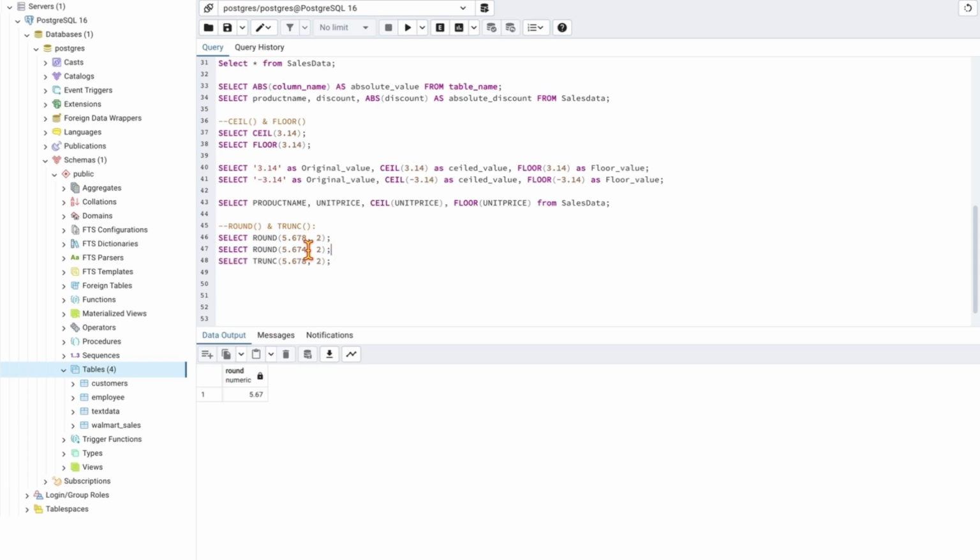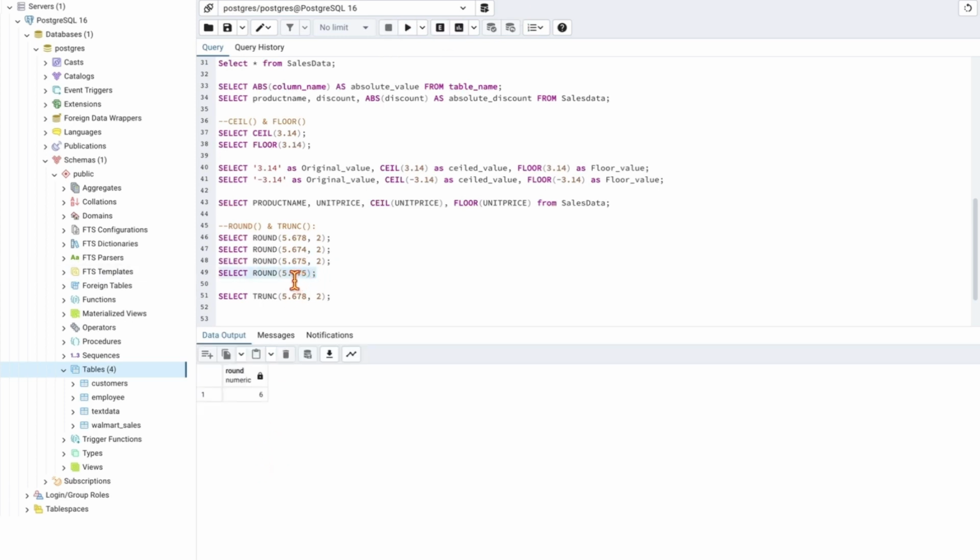Let's also check what will happen if the next number is exactly 5. 5.675, 5.68. So greater than or equal to 5, then it rounds up to the next decimal position. What will happen if I don't give anything in the decimal places? Let's check that quickly. I'm using the round function, but I'm not specifying how many decimal places it has to round off.